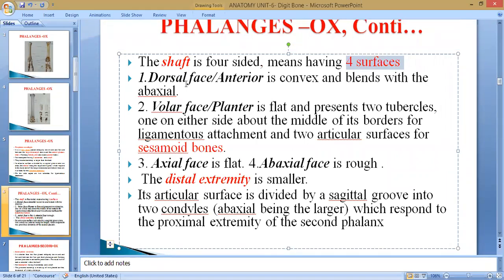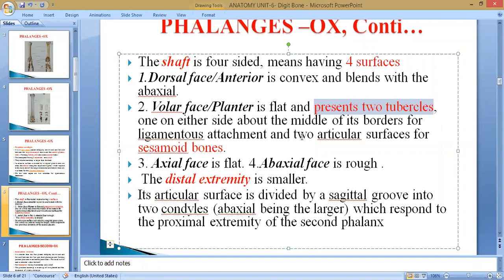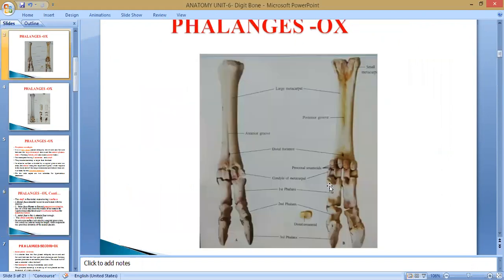The dorsal surface, that is the anterior surface, is convex and blends with the abaxial. The volar surface, the plantar surface, is flat and presents two tubercles. We have already seen on the posterior side two tubercles for the attachment of the ligament, and two articular areas or surfaces for the sesamoid bone. This surface is known as the volar surface. This volar surface proximally has an articular facet for the sesamoid bone, and this area is for the attachment of the tendon of some ligament.